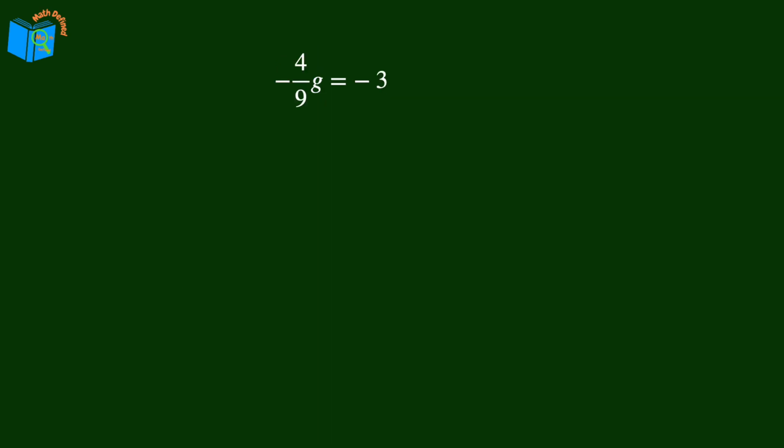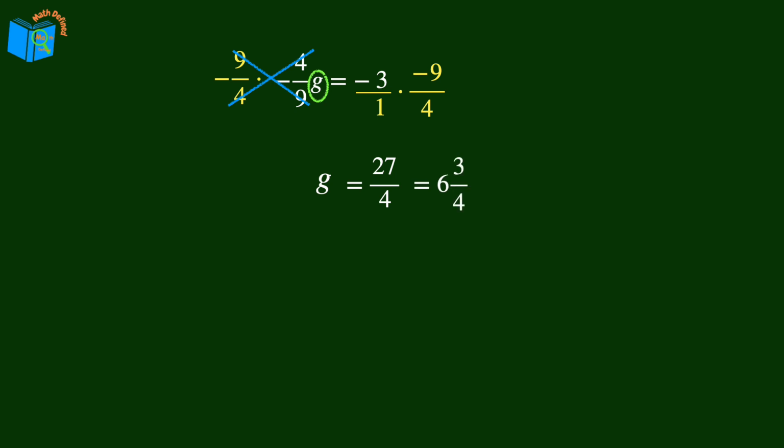Now for -4/9 g equals -3. Again, we multiply both sides by the reciprocal of -4/9 to isolate the variable g. The left side simplifies to just the variable g, and on the right side, multiplying the numerators, -3 times -9 is +27, and then the denominators, 1 times 4 is 4. So g equals 27/4, or 6 3/4 as a mixed number.